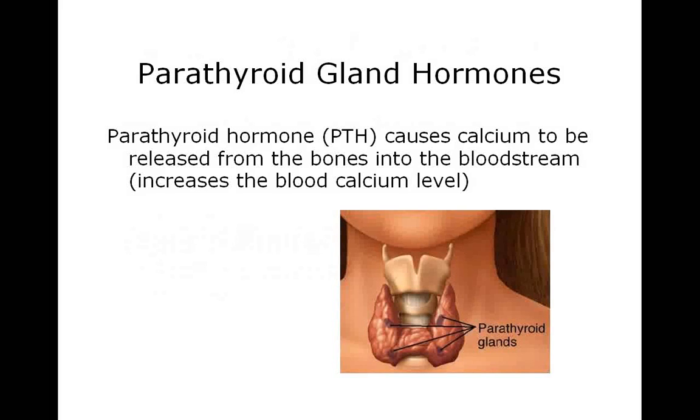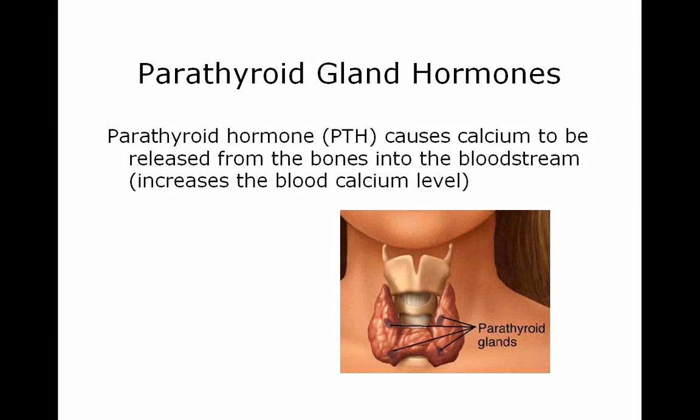Okay, next we're going to look at the parathyroid glands. Parathyroid, these glands are located on the back of the thyroid. They are 4 tiny glands kind of embedded in the back of the thyroid. The main hormone produced here is abbreviated PTH. It's parathyroid hormone. The parathyroid hormone causes calcium to be released from the bones into the bloodstream.